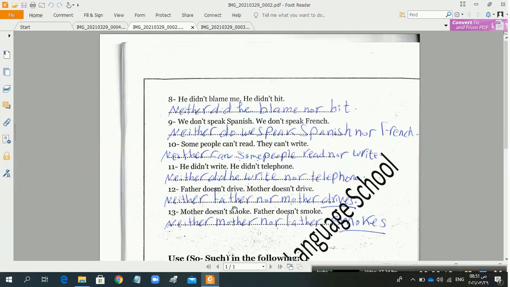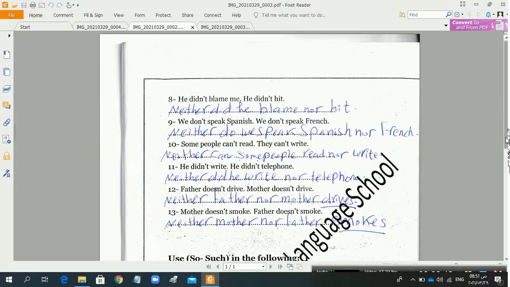Neither father nor mother drives. Okay, number 13. Mother doesn't smoke. Father doesn't smoke. The same verb. So neither mother nor father smokes. Okay, as if they are one subject. As if mother and father are the same subject, okay? This was neither and nor, okay?